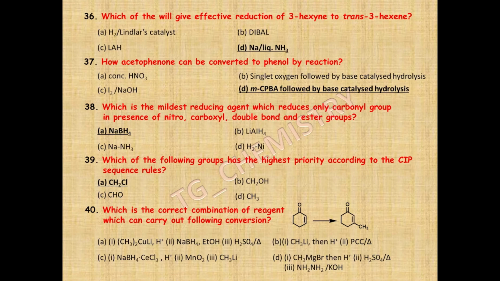Now, among the given options here, option B should be the right answer, that is methyl lithium and then protonation followed by pyridinium chlorochromate oxidation in presence of heat will lead eventually to this product from alpha beta unsaturated cyclic ketone, cyclohexanone.